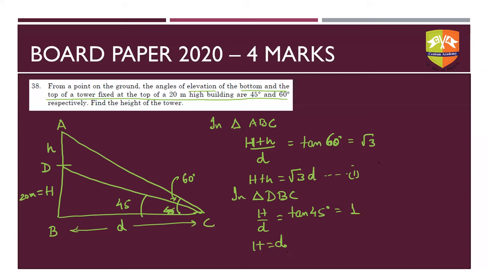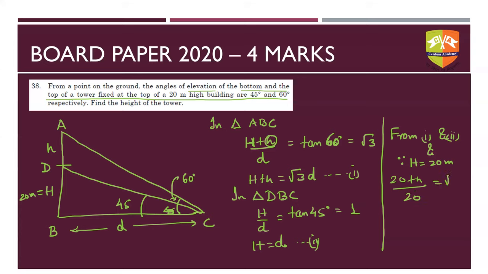Okay, now, what do you need to find out? Height of the tower. So what do you need to eliminate? D. So I have to find out small h. So from 1 and 2, again I'll do the rituals. So this is 2. So write from 1 and 2, and since capital H is 20 meters, you can write 20 plus small h by D. D is capital H only. So 20 plus h upon 20 is equal to root 3. Isn't it? So 20 plus h is 20 root 3.